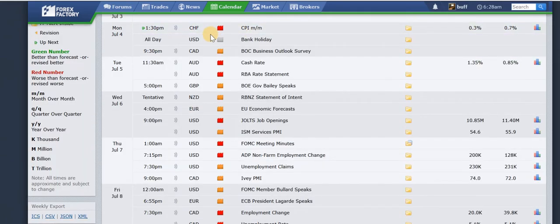So that's the CPI numbers out of Switzerland, and it's a public holiday, 4th of July. What's that, Independence Day in the US, so that'll be all fairly quiet on Monday. Have a happy Independence Day, my American friends.